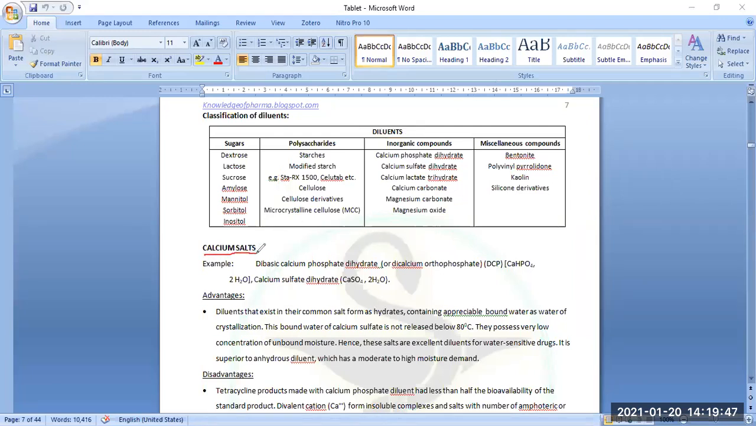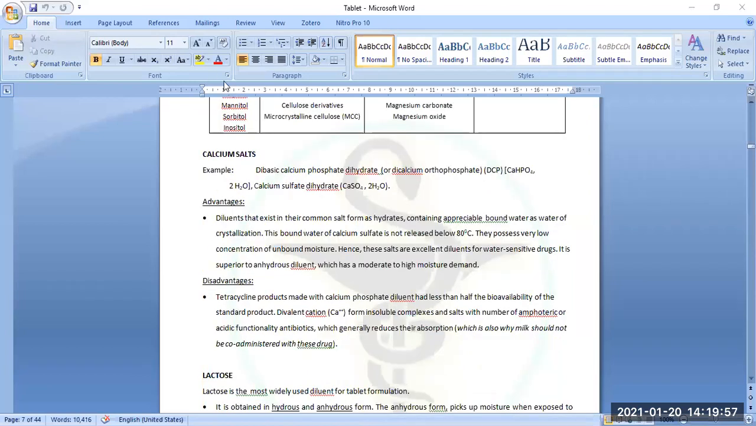Okay, now we start with the calcium salt. A detailed description of diluents is not required, but we will go through some diluents which are used in tablet formulation. Okay, what is the advantage of calcium salt? These are examples of calcium salt. It binds with the water and forms a crystallization. It is an excellent diluent for water sensitive drugs because it binds with the water.